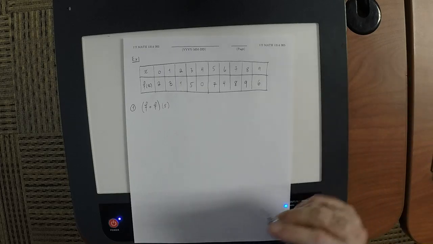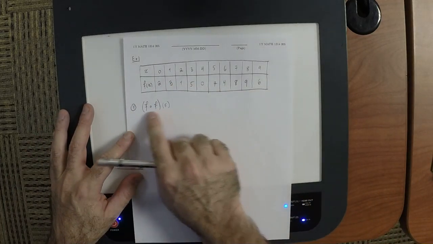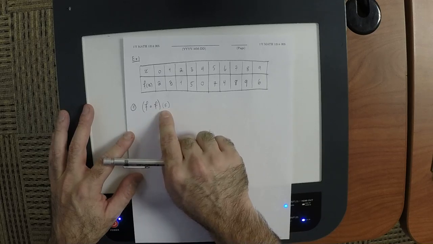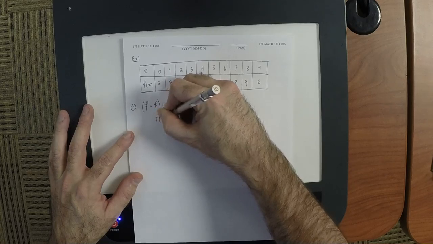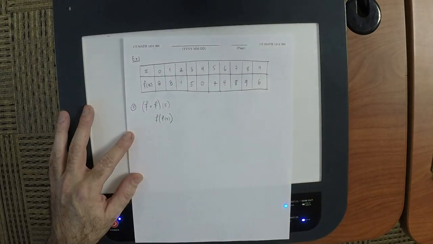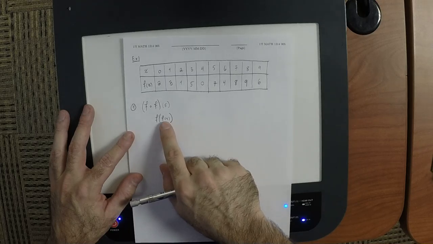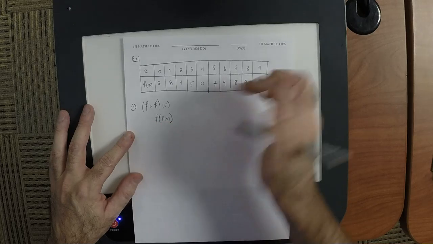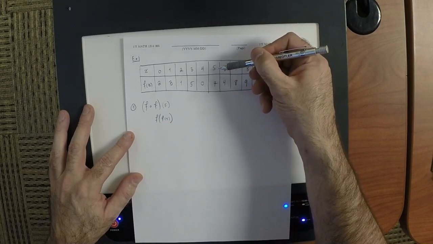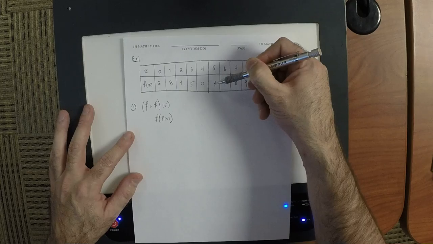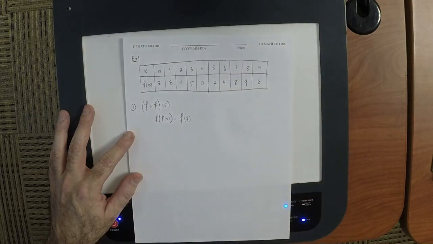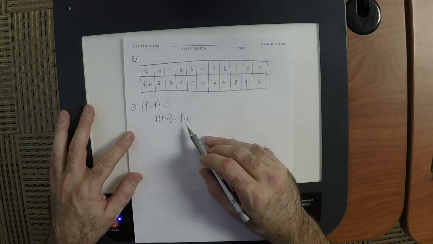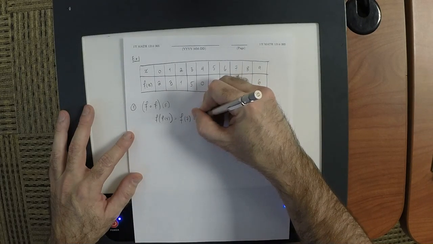So in the first place, how could you write this without the composition operator? This would be f of 5, right? Well, what is f of 5? It's 7, right? Because x is 5, and then f of 5 is 7. So this would be f of 7. And then, well, what's f of 7? 8. So the answer to this question is 8.